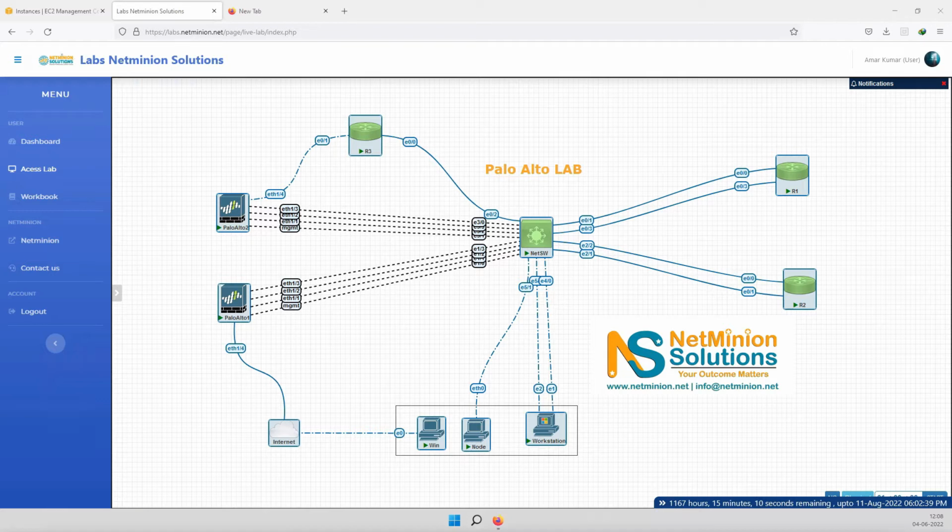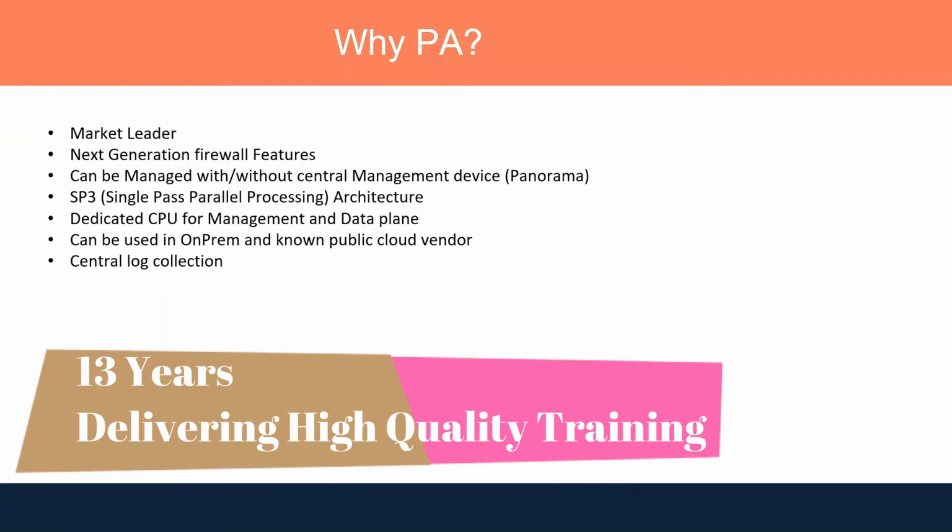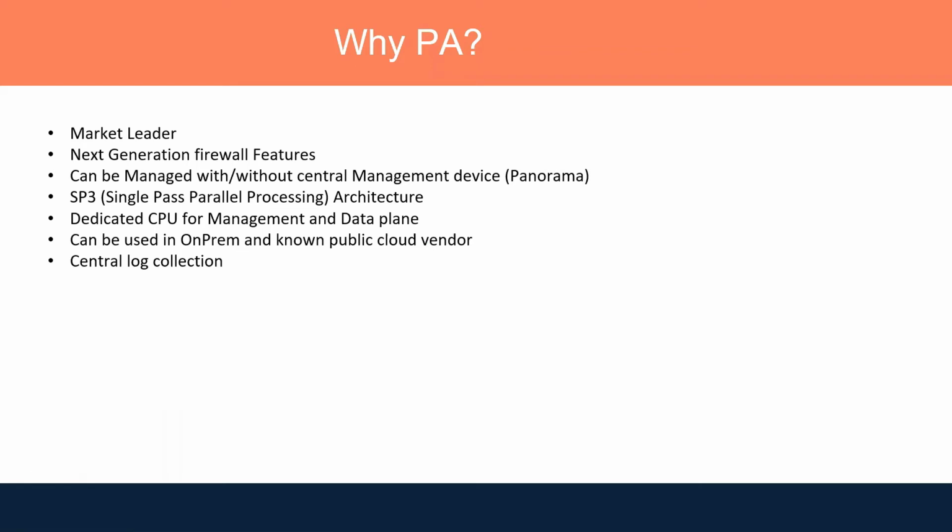So let's talk about Palo Alto Firewall. Palo Alto Firewall is a next generation firewall. This is the market leader nowadays, and you can manage this firewall individually like Cisco ASA, and you can also manage it from a central location like Checkpoint. So both options are possible. If you don't have any central device to manage it, no problem, you can manage it individually. And if you want to manage it from a central location, you can manage it through Panorama.